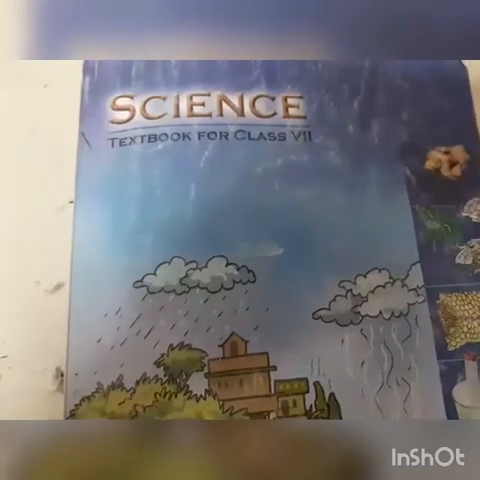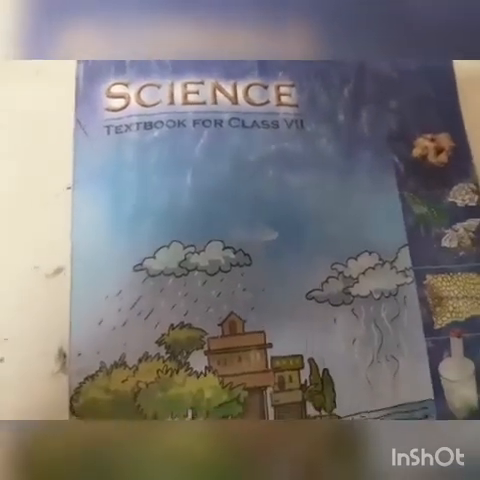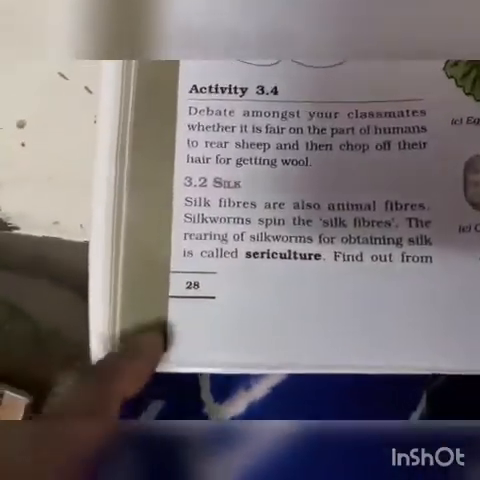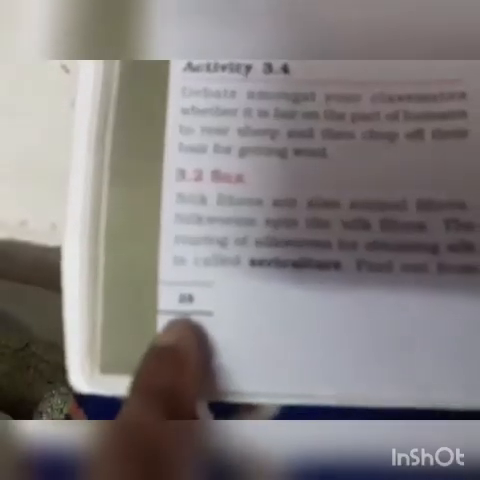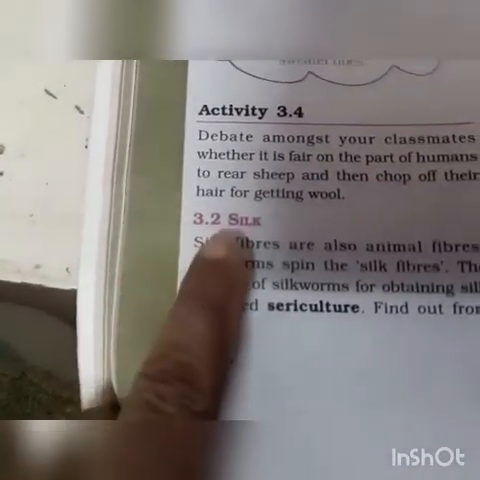So, my dear children, today we will be doing the part 2 explanation of lesson number 3, fiber to fabric. You all open your textbooks on page number 28. We'll be starting at the topic of 2.3.2 silk.